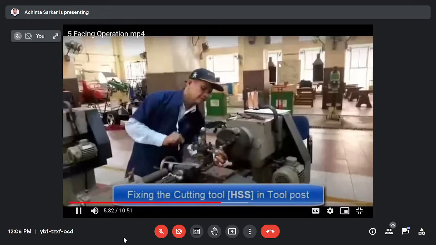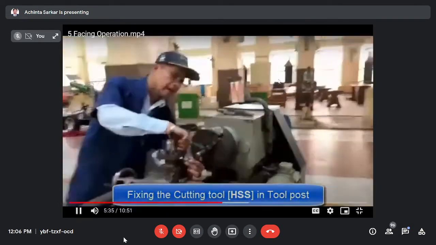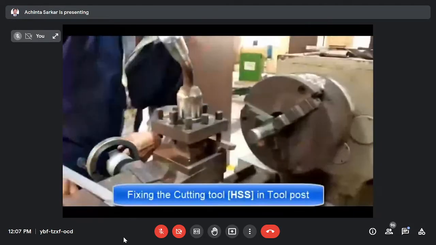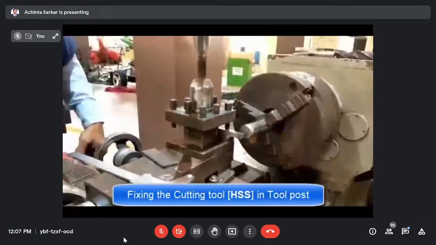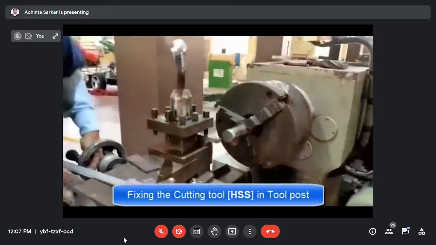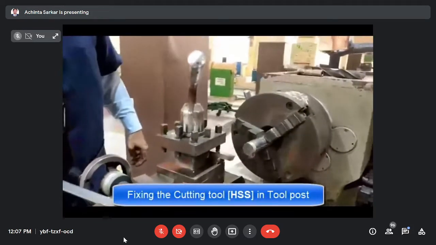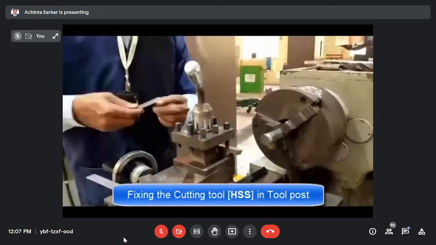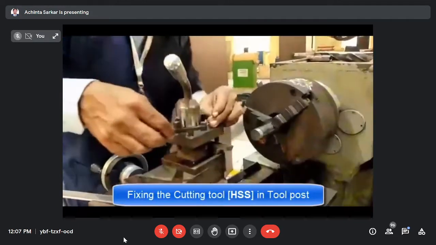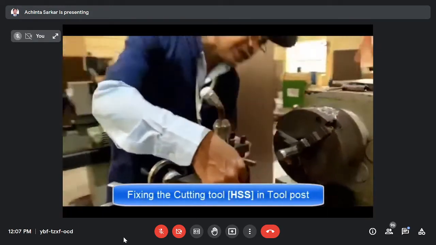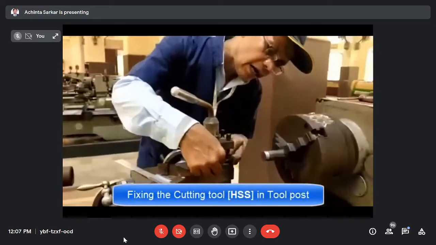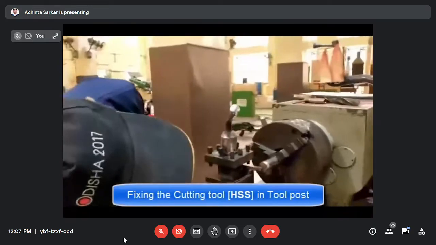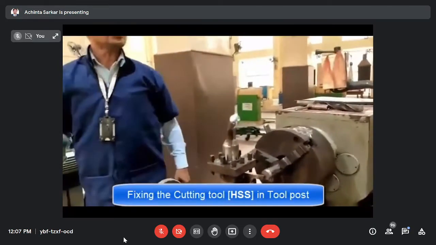Now see here, set it by your hand and try it, and now observe whether it is exactly matching the center of the workpiece or not. Not exactly, it is just below the center of the workpiece. That's why you can use packing like this. You have to set it, and now check again. It is exactly matching the center.